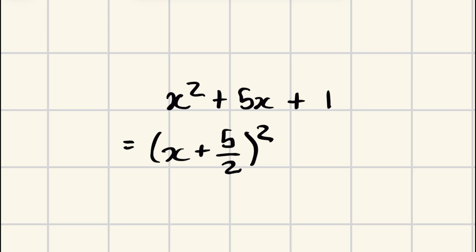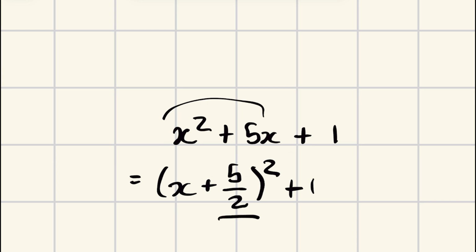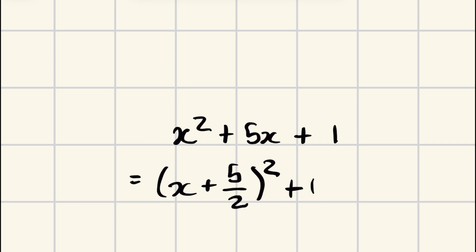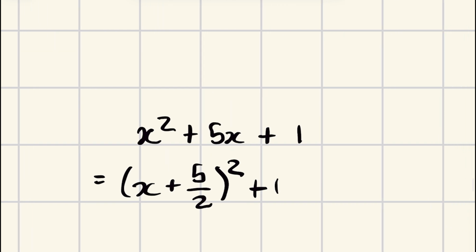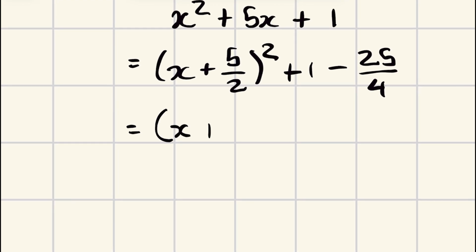So an easier way to do this is, so we have this plus 1 here. So what we have done from here to here is we have added this extra term at the end, because remember, this and this don't equal, right? They differ by a term of 25 on 4. So we just minus 25 on 4. And then we can easily just go x plus 5 on 2 squared.